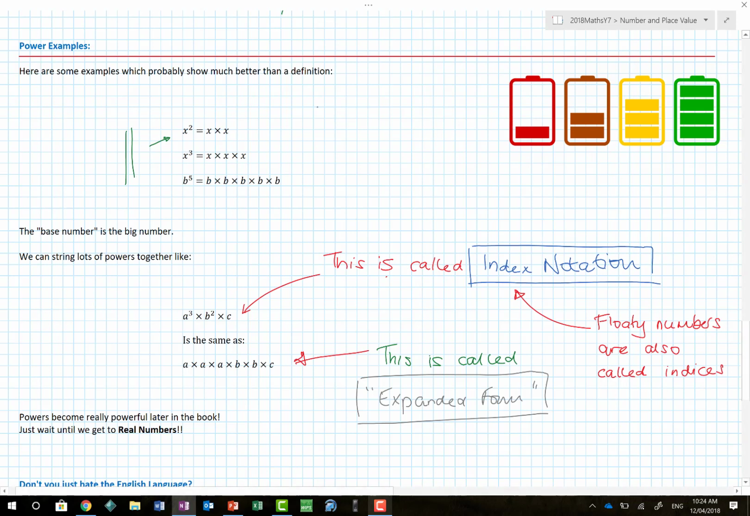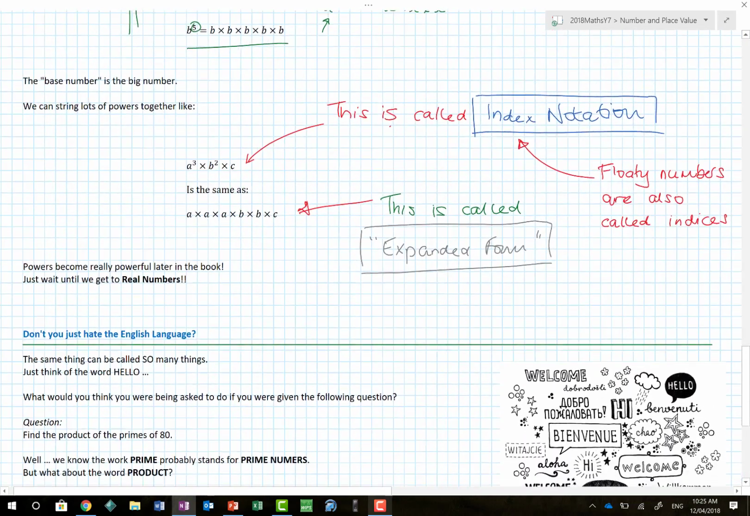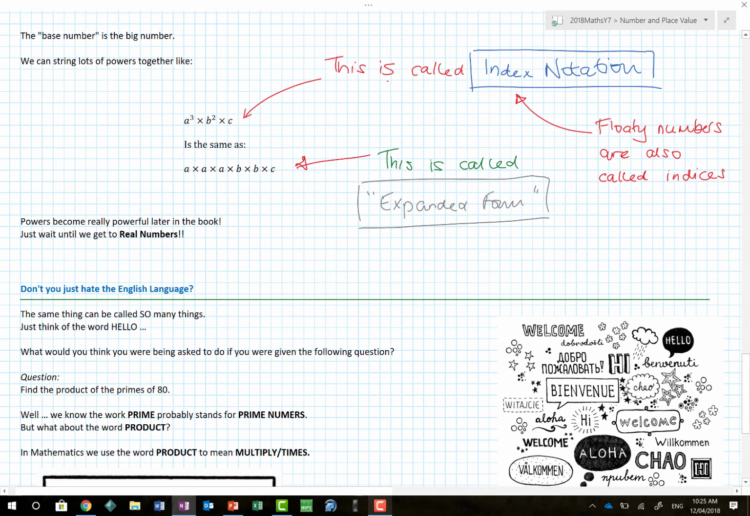So, x squared. Remember, x squared. There's my base. And this tells me how many times to write it with the times in between. X cubed. There's my base. That's how many times to write it. X times X times X. And as we can see here, even when we change the letter to a B, the floaty 5 tells me to write it 5 times. So the base number is the big number. And we can string lots of powers together like this.